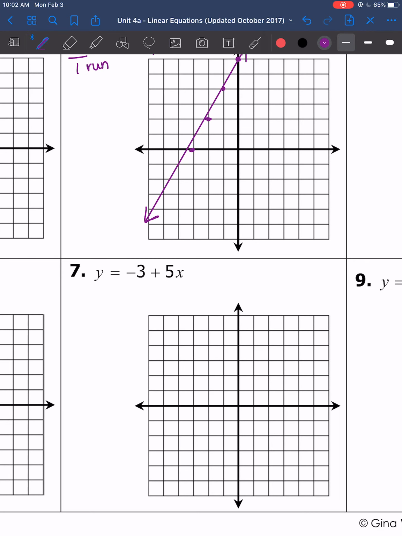And then we have 7 here. This is not quite in slope-intercept form. It's close. So let's just rearrange it. So y equals 5x minus 3. So now that minus 3 is my slope. I lied. My y-intercept. So I'm going to start at 0, 0 and go down 3.